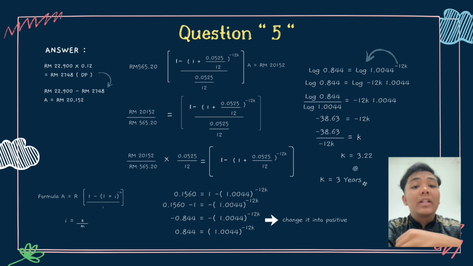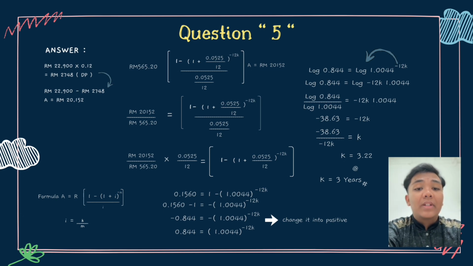Okay, after we get all the information, we need to put it into our formula, which is 565 ringgit 20 cents open bracket 1 minus open bracket 1 plus i close bracket power negative 12k divided by 0.0525 divided by 12, which is i, close the bracket, equals A, which is 20,152 ringgit. And then we need to move the R to the other side, which is dividing. So we get 20,152 ringgit divided by 565 ringgit 20 cents equals bracket 1 minus bracket 1 plus i close bracket power negative 12k divided by i. So as you can see in the video, it's something like that.